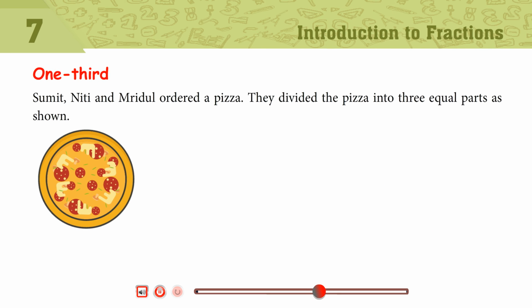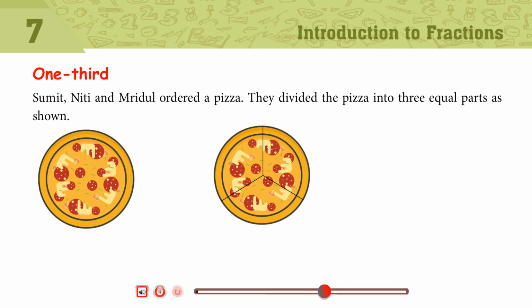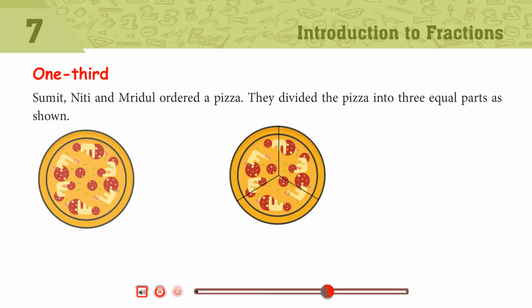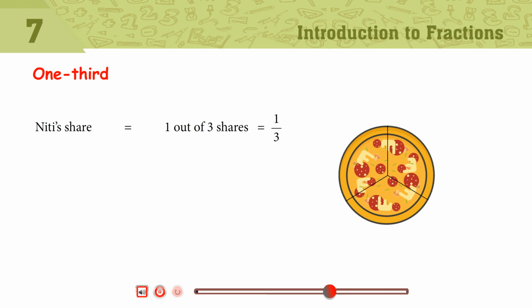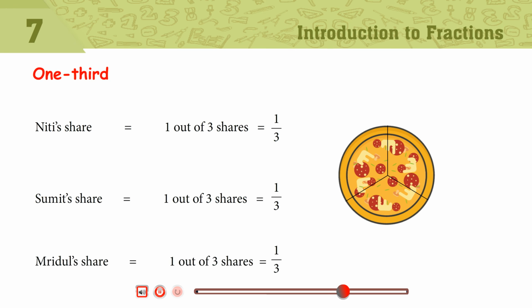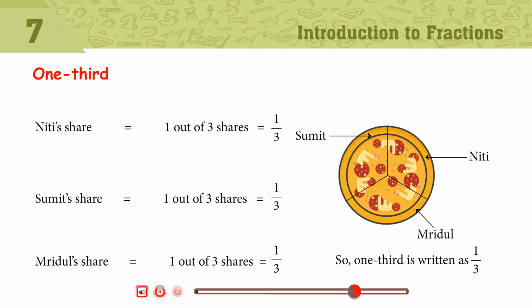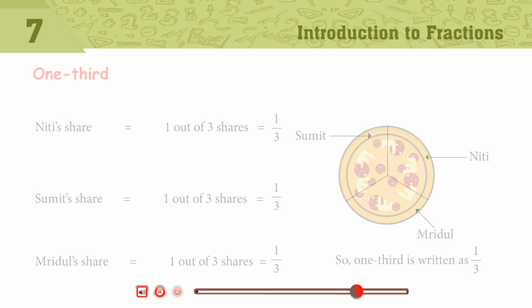1/3. Sumit, Niti and Mridul ordered a pizza. They divided the pizza into 3 equal parts as shown. Niti's share, 1 out of 3 shares, is equal to 1/3. Sumit's share, 1 out of 3 shares, is equal to 1/3. Mridul's share, 1 out of 3 shares, is equal to 1/3. So, 1/3 is written as 1/3.